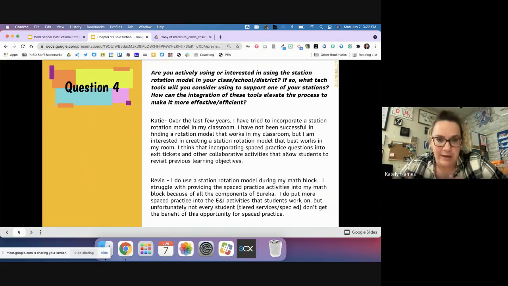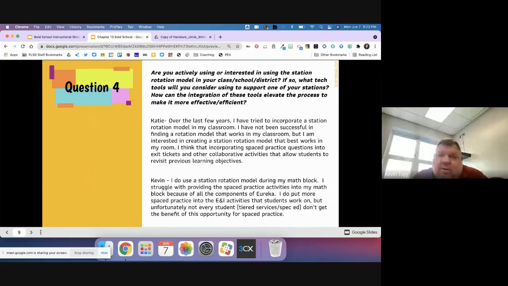I've also switched content areas a few times, and this is going to be my 3rd year in math. So I feel a little bit more confident in doing a station rotation with the content that I've been in for a little while. But it's always been very hard for me to work that spaced practice back in. But I think that through the implementation of it in a specific station, it would be really helpful. And I think that would allow them to work collaboratively as well as apply it to what we're learning at the present time.